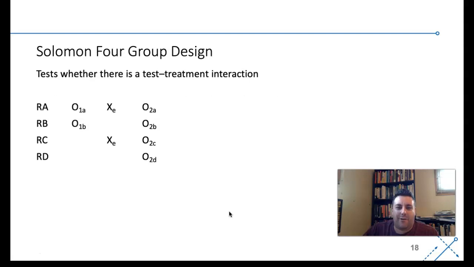So to get around whether or not there's a pre-test interaction or a test treatment interaction, a man named Solomon developed the four-group design, which is depicted right here. So you have the experimental group that gets the pre-test and the post-test. You've got a group that gets the pre-test and the post-test, and then a group that gets the treatment and the post-test, and then a group that just gets the post-test. So if there were no effect of this pre-test, we would see this group change the most. This A group.